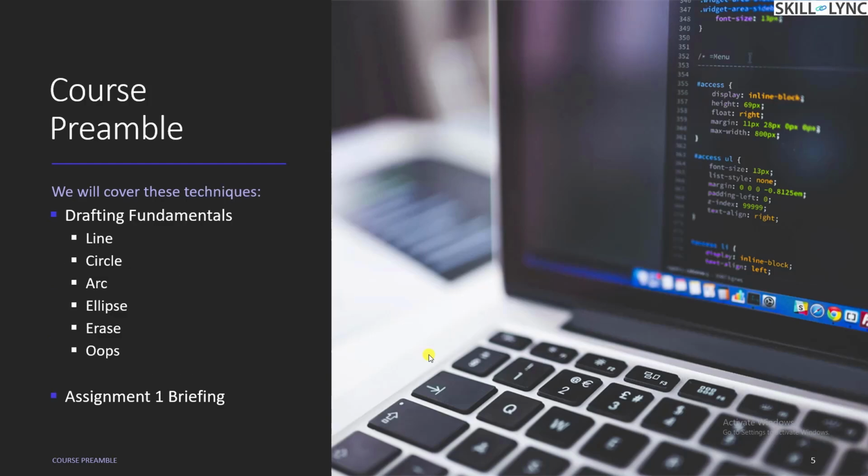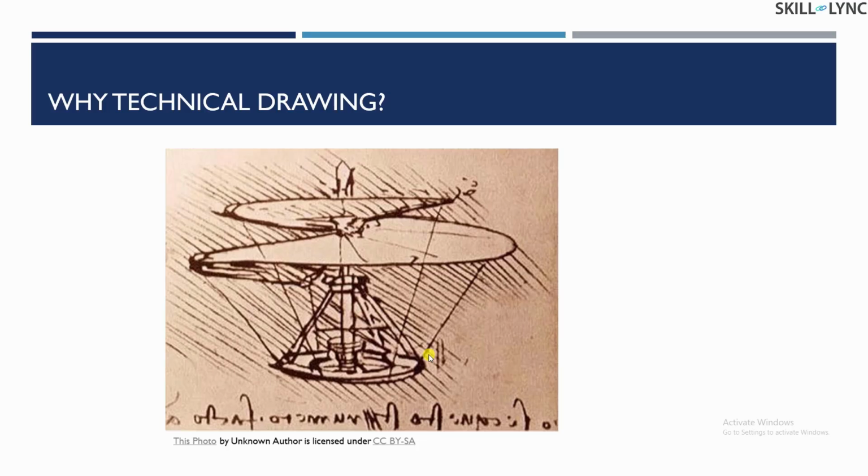Next we'll also look into key drafting techniques such as creating a line, circle, arc, ellipse, and usage of the erase command and also the oops command. Then we'll look into a brief on the assignment, how we can go about it and what is expected out of your assignments. So now, coming to why a technical drawing is required.